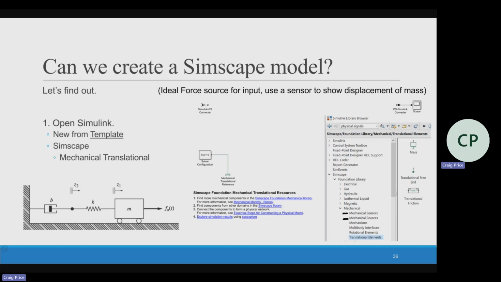So under mechanical, this has basically all the stuff that goes into any kind of translational system. Sensors, sources, elements. And they're very similar if I switch between translational and rotational. There's a lot of similarities. They connect the same way. They have a lot of similar themes.